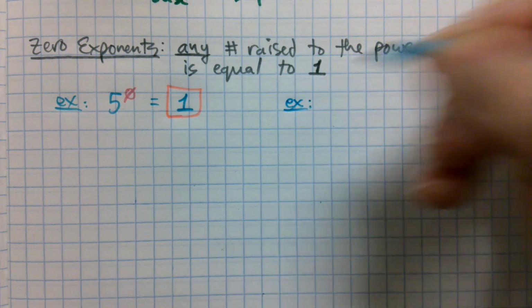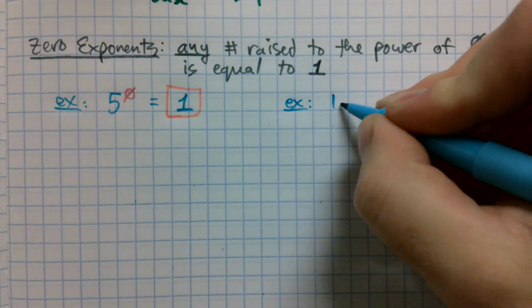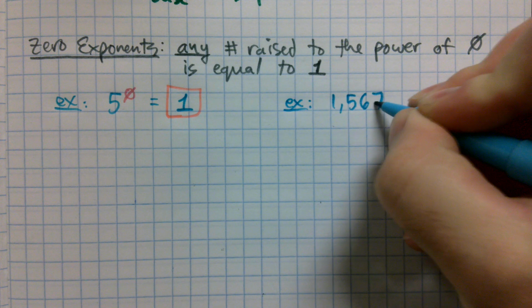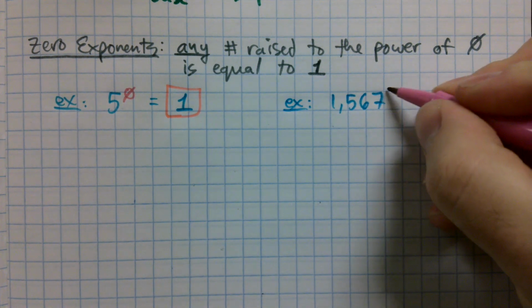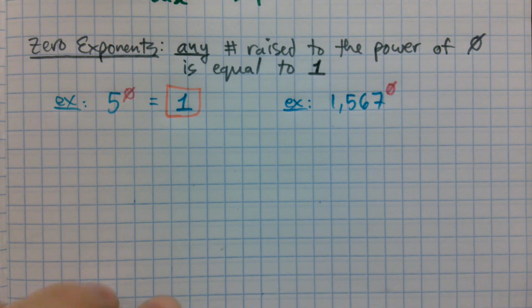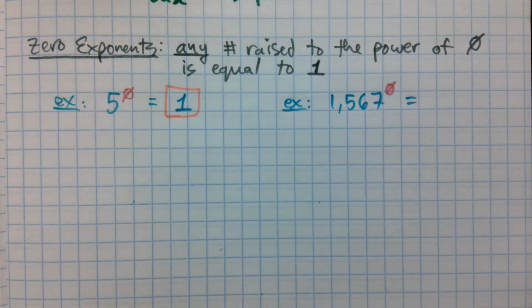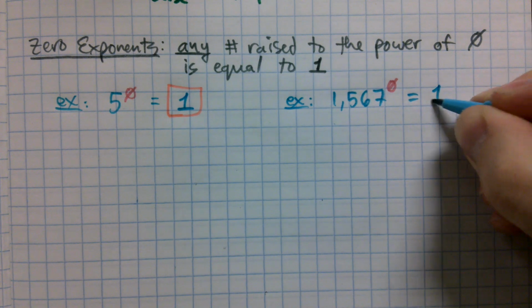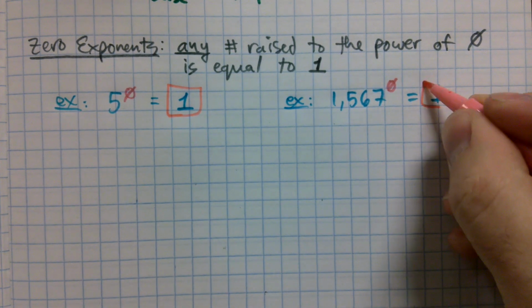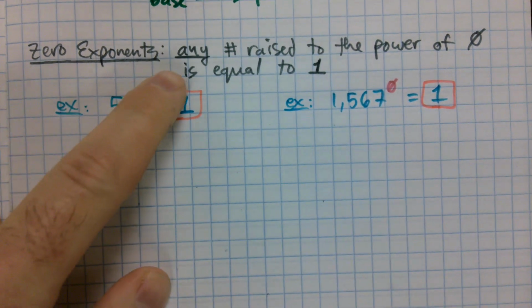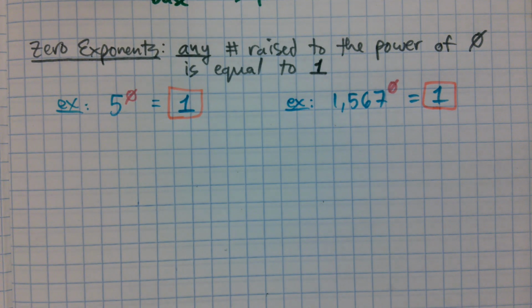Okay, let's try a second example. If we have 1,567 to the power of 0, anyone want to take a guess at what that is equal to? Devin, you want to redeem yourself? Go for it. 1, there we go. 1, exactly right. That's why I underline the word any before number. Doesn't matter how big, how small, positive or negative, if it's raised to the power of 0, it is equal to 1 every single time.